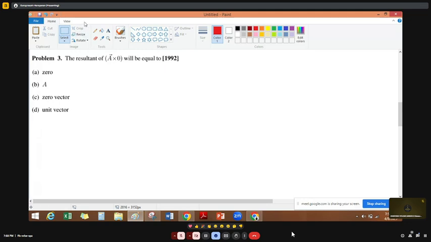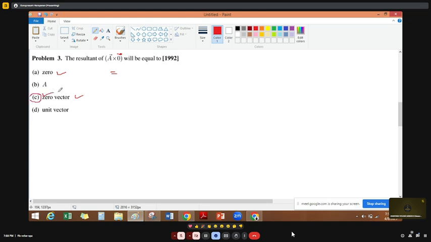Okay, how to do this? Cross product, this 0 should also be represented with a vector. So the resultant will be equal to... the resultant of a cross product is also a vector. That means should I take 0 or 0 vector? 0 vector, sir.